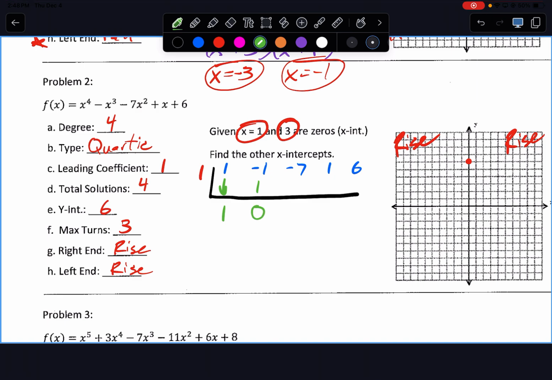Then we go through our process. So now we're down to a 3rd degree. And now we do another level of division. 2 levels is squared.